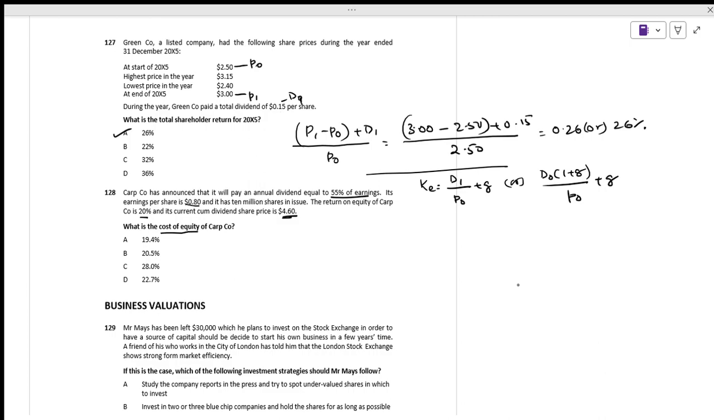Fine. Now, dividends. How much they are paying dividend? They say 55% of earnings. One by one, dividends to be paid: 55% of the earnings. How much is the earnings? 0.55, is it right? 0.8 times 0.55. It comes to how much? It comes to 0.44 per share. Is it right?